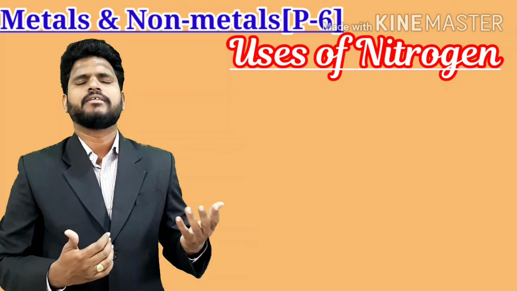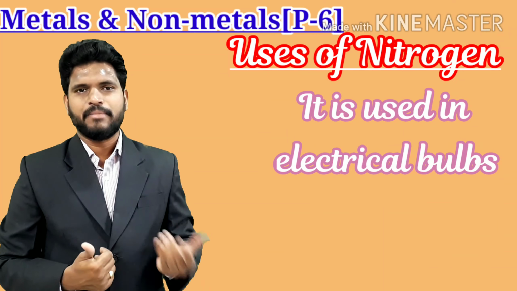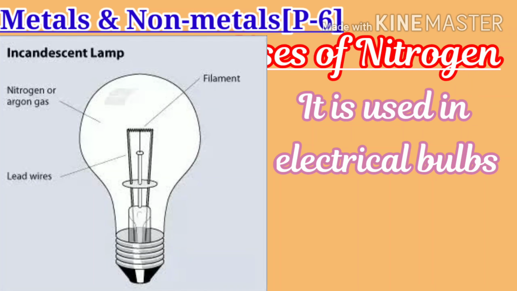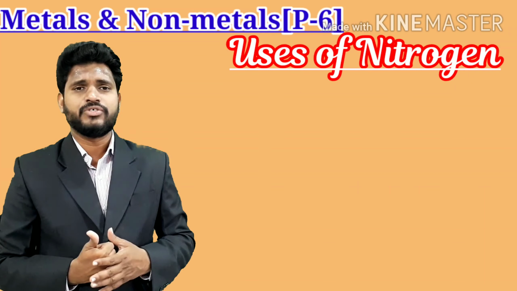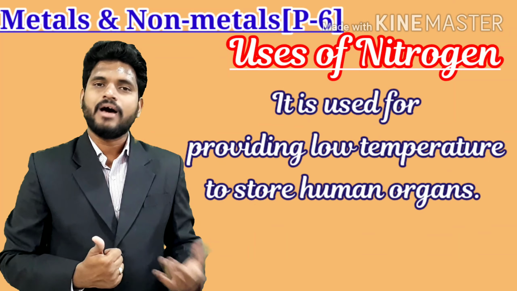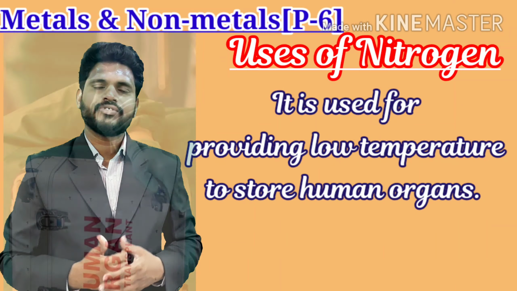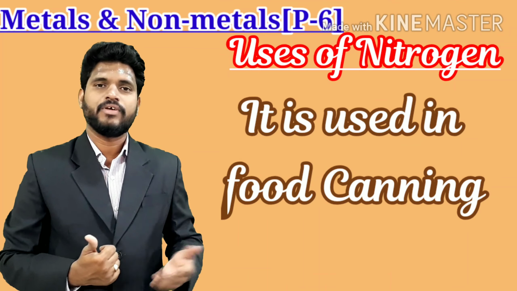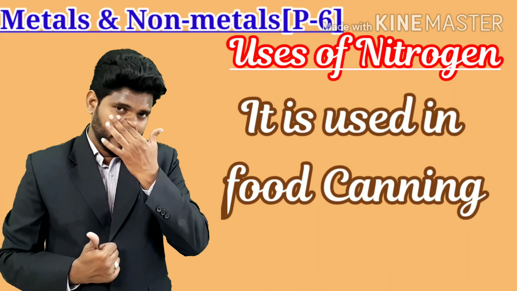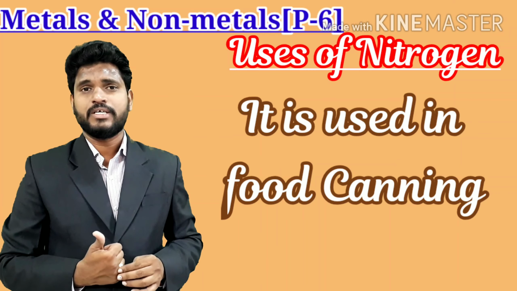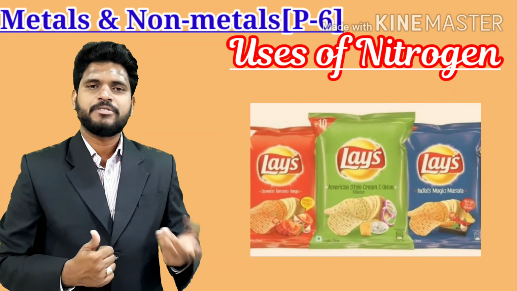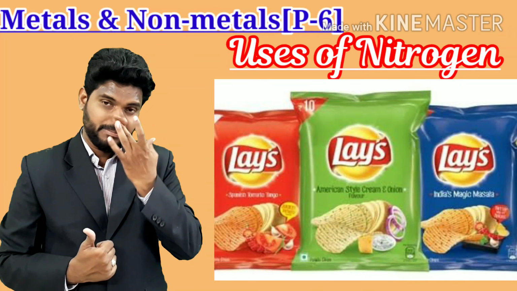And it is also used in electrical bulbs. Nitrogen is used in electrical bulbs, and nitrogen is used to store human organs. Are you clear? The next use of nitrogen is very important: nitrogen gas is filled in chips packets.